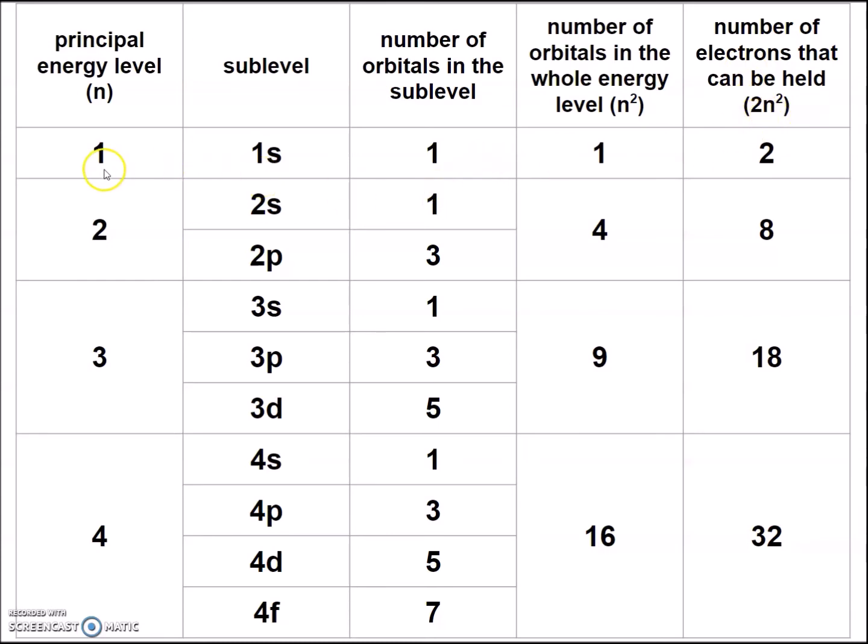So let's go through this. First, the first principal energy level has only one sublevel. It's called the 1s. The number of orbitals in any s sublevel is simply 1, which means in this entire principal energy level, there is but 1 orbital which can hold 2 electrons. But in the second principal energy level, we have the 2s sublevel and the 2p sublevel. The number of orbitals found is respectively 1 and 3, which in the second principal energy level makes 4 orbitals in total, which if you multiply by 2 gives you 8.